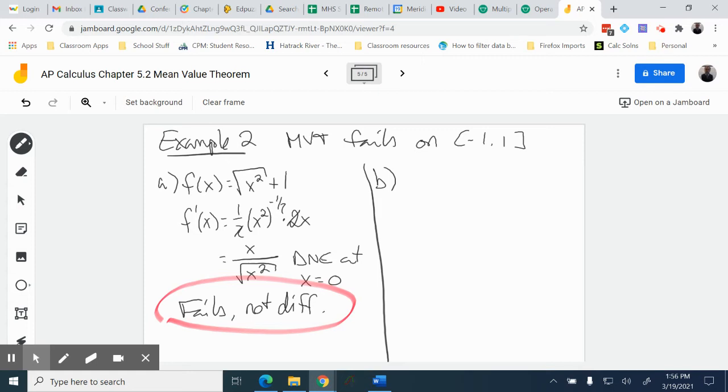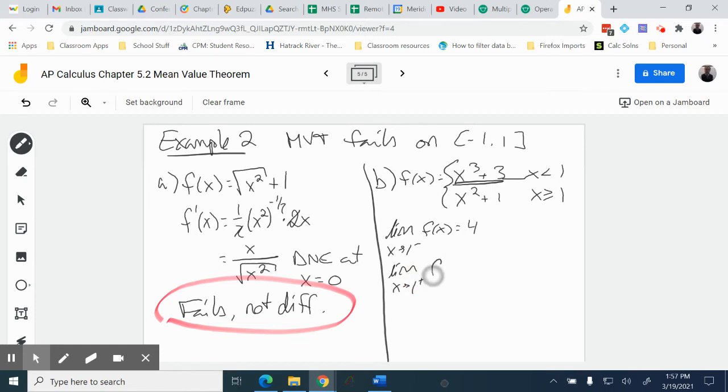Second question, let's look at a piecewise function, f of x equals x cubed plus 3 for x less than 1 and x squared plus 1 for x greater than or equal to 1. And analyzing this function, what I notice is that the limit as x approaches 1 from below of this function is 4. We're using the first half of the piecewise function. The limit as x approaches 1 from above of this function is 2, using the other half of the piece, the bottom half of the piecewise function, which means that this function is not continuous.